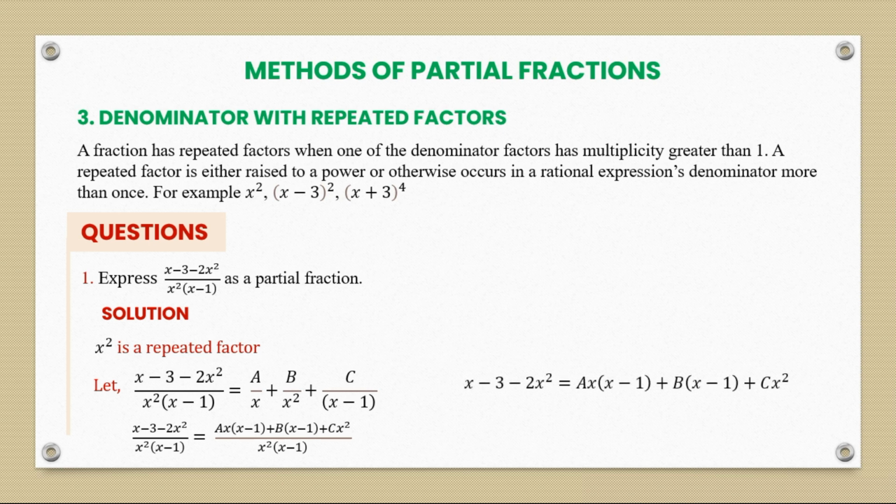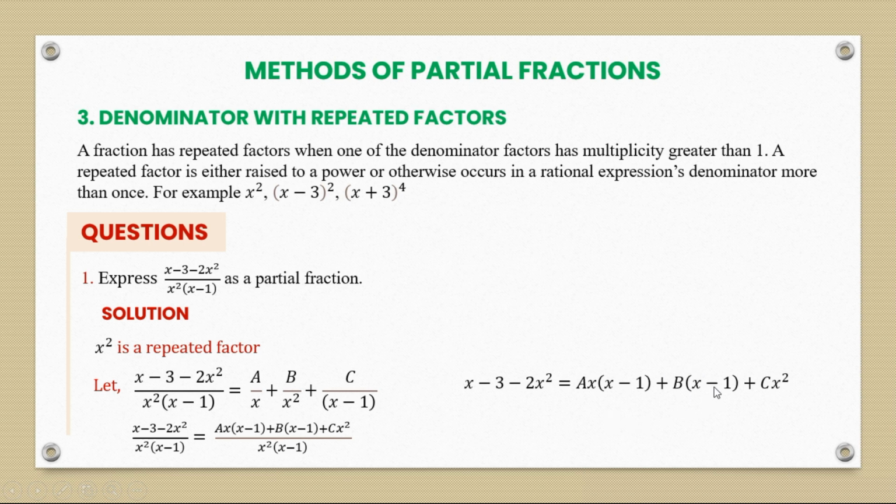If we divide this denominator by x, we are left with x times (x minus 1), multiplying the a. If we divide it by x squared, we're left with x minus 1, so (x minus 1) times b. Dividing by x minus 1, we're left with x squared, so we have cx squared. Now the denominators cancel, and we're left with x minus 3 minus 2x squared being equal to that. Now we look for a quick way of solving this.